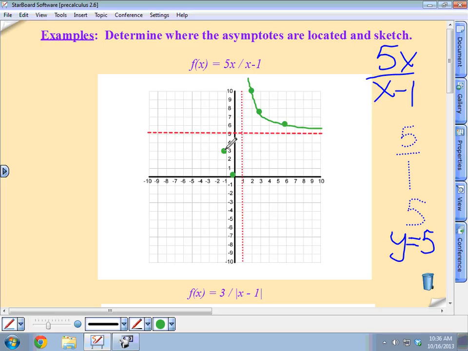I need to find another. All right, so do one at negative 4. That would be 20 over negative 5, which is negative 4. Negative 4, positive 4. Is that enough for you to see what's going on? Now I get what's going on. This makes sense. Okay, so our graph will look something like that.